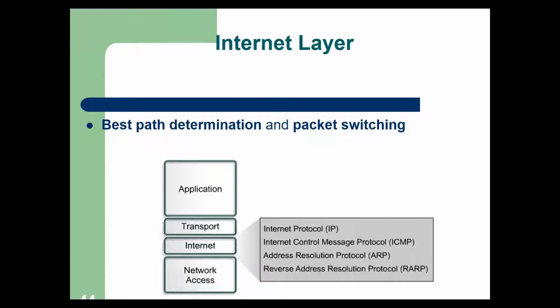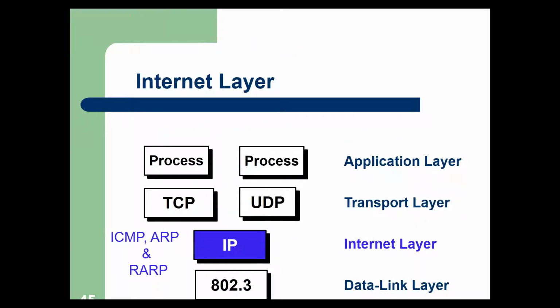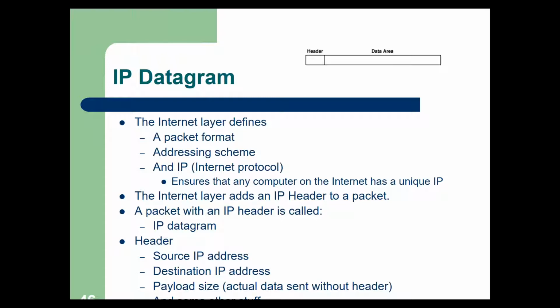Okay, so where is it located? Our internet layer is between our data link layer and transport layer. And the basic protocols in this are ICMP, ARP, and RARP, that I will be discussing in my future slides.